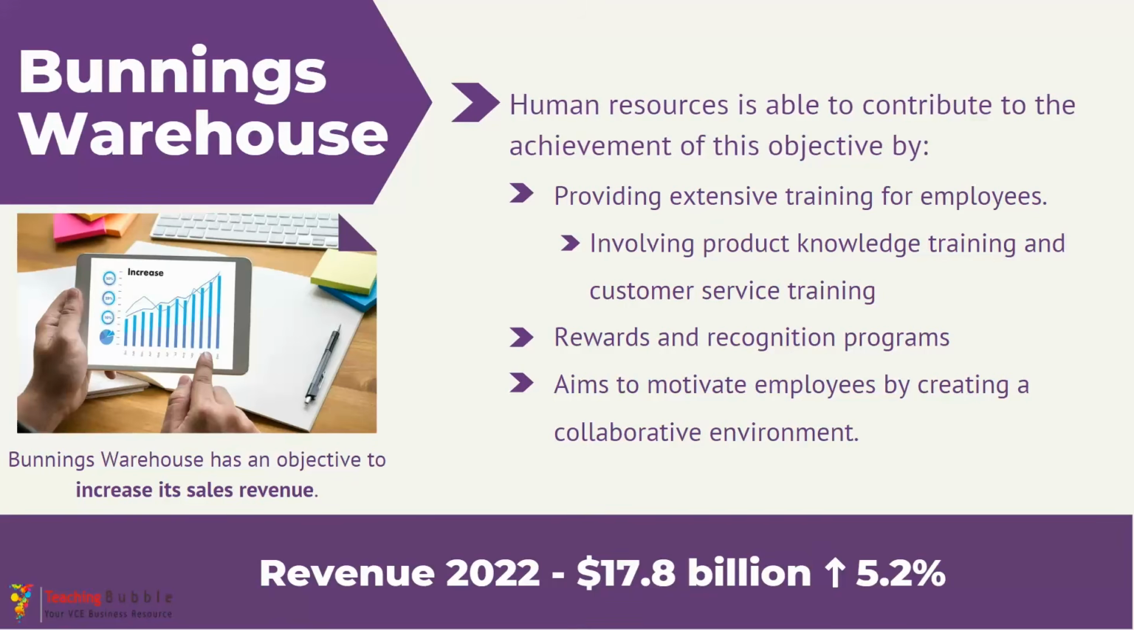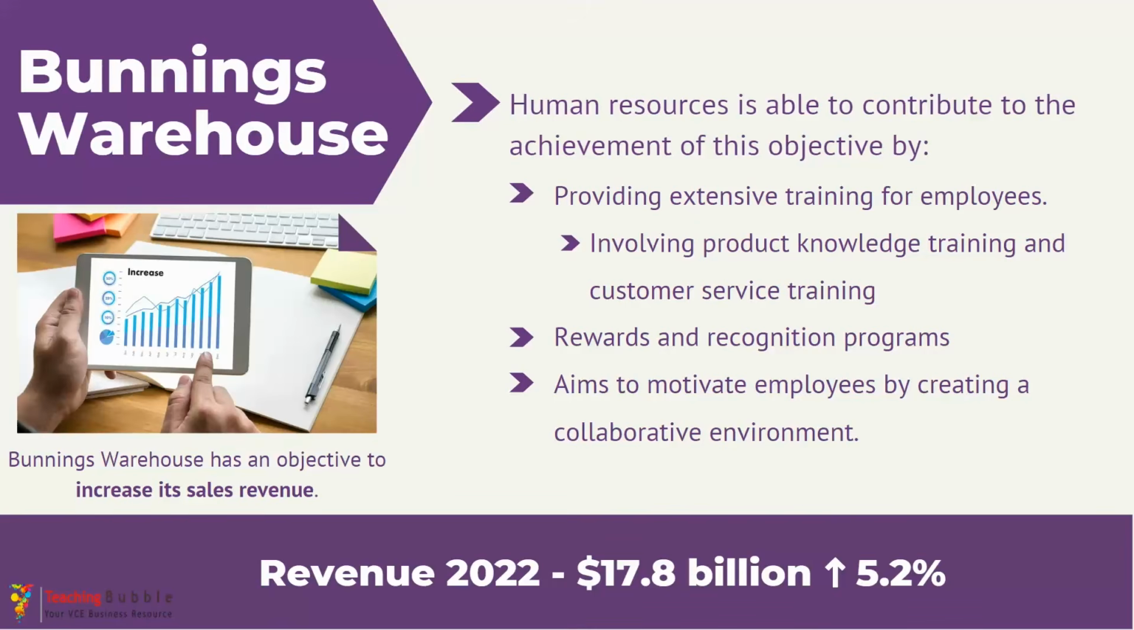Now, Bunnings Warehouse also includes things like rewards and recognition programs to help celebrate the employees that are actually meeting or exceeding the objectives that have been set. And the human resource area tries to motivate the employees by creating this collaborative environment where the employees feel really valued. And all this provides employees with the skills, the knowledge, and the drive to work hard towards the achievement of that objective. And in the last financial year, the overall Bunnings Group has increased their sales by 5.2% on the previous year.